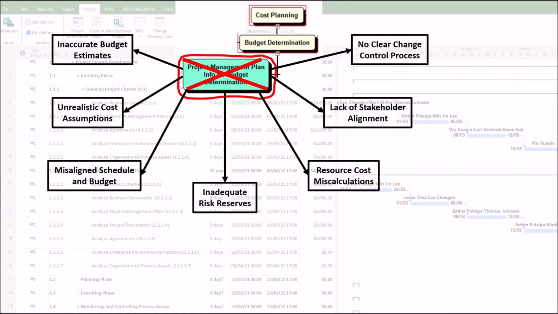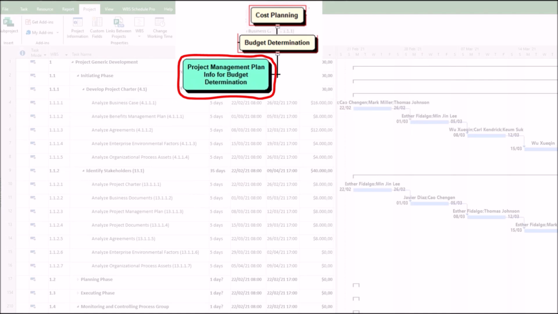7. No clear change control process, leading to uncontrolled costs. If the project management plan lacks a formal change management process, unauthorized changes can inflate costs. As a result, the budget baseline becomes meaningless, making it impossible to track costs.